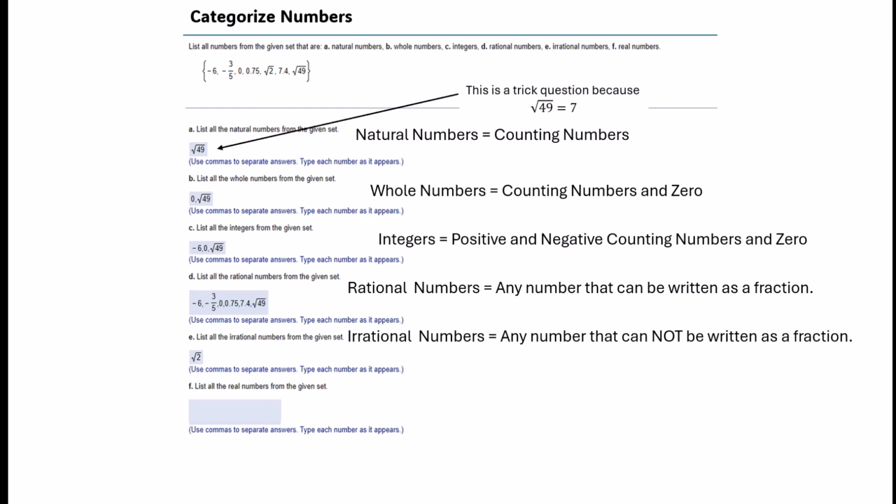F, list all the real numbers from the given set. Real numbers are all numbers without an i. What does that mean? Well, for instance, 3i. That's actually called an imaginary number. Yeah, we have imaginary numbers too. So list all the real numbers. Basically, everything is a real number unless it has an i attached to it.